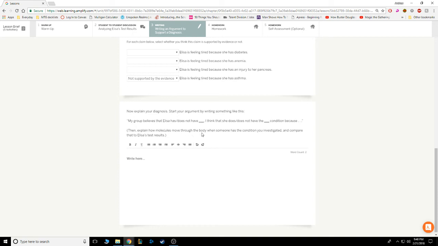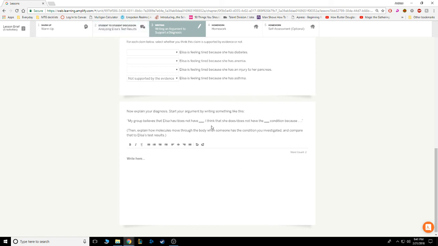Then, explain how the molecules move through the body when someone has a condition you investigated, and compare that to Elisa's test result. So I'll say it this way. My group believes that Elisa has anemia, let's say, since a lot of you have agreed on anemia in previous times. I think that she does not have asthma, however, because. So in this case, I began by saying what I think she does have, which we'll get from talking about it as a group, and then I followed up with what she does not have, which I know because I did that in my student-to-student discussion and when I'm writing this argument now.